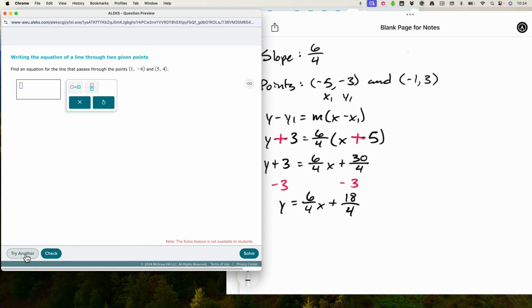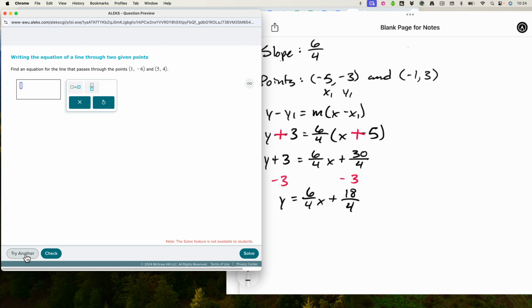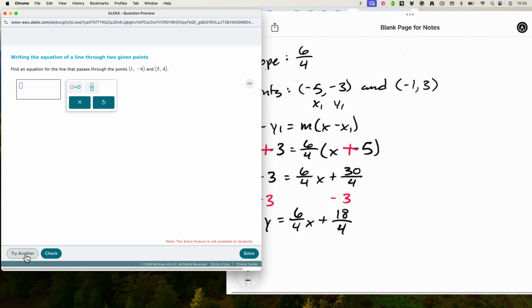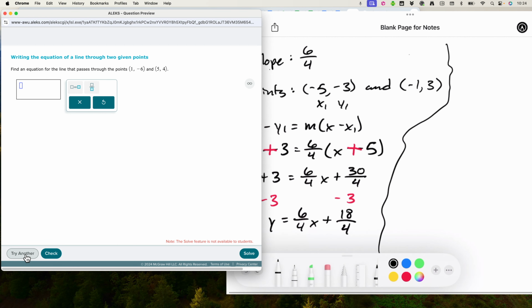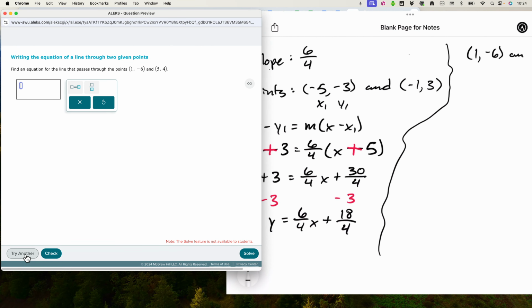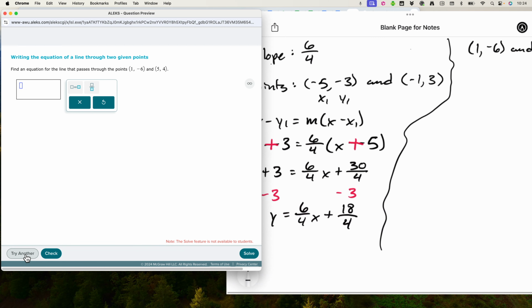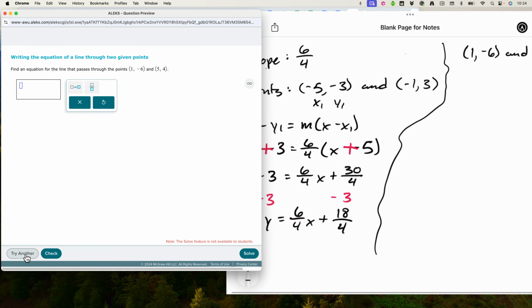Okay. Let's try another. This time we'll make sure we get 2 points. Looks like we got it. So starting this off, we recognize that we do not have a y-intercept, so we need to use point slope form. And we have 2 points, so we need to use that to figure out the slope. Actually, let's write the 2 points first. 1, -6 and 5, 4. x1, y1, x2, y2.